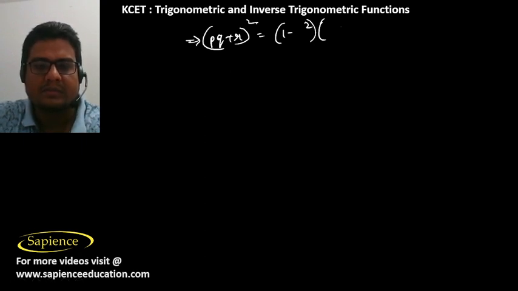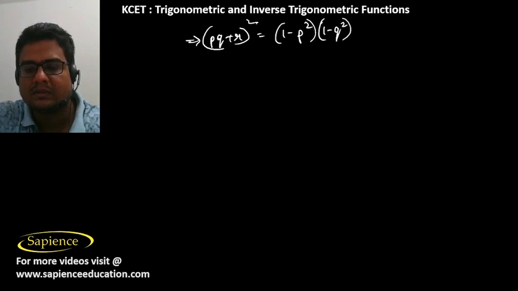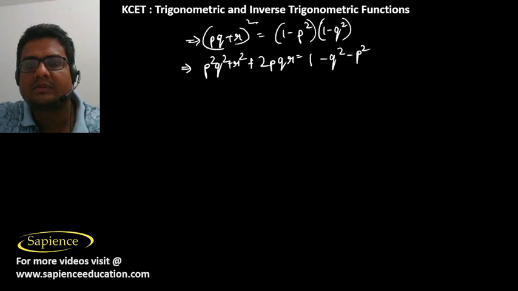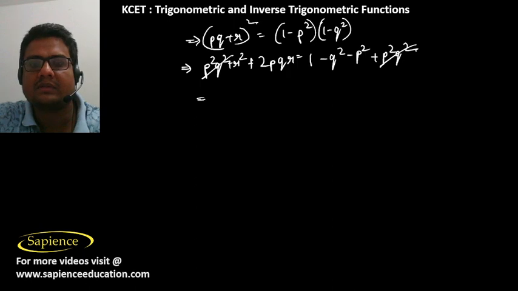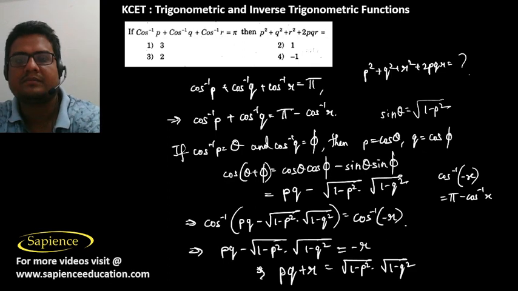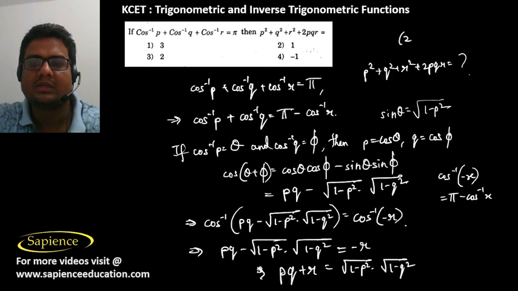One minus P square into 1 minus Q square. So this will be P square Q square plus R square plus 2PQR, that is equal to 1 minus Q square minus P square plus P square Q square. So P square Q square will cancel out. So then we can say that P square plus Q square plus R square plus 2PQR, that is equal to 1. So it means that option 2 is the correct answer.